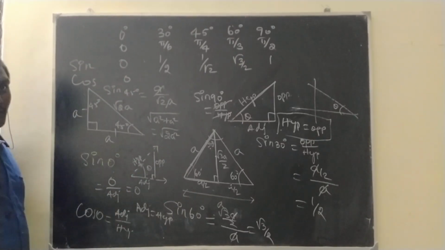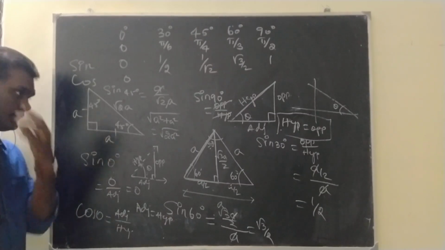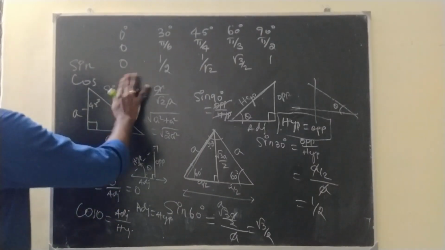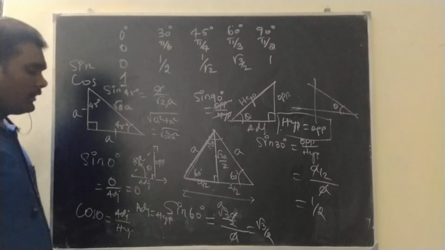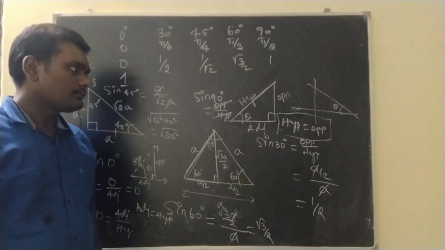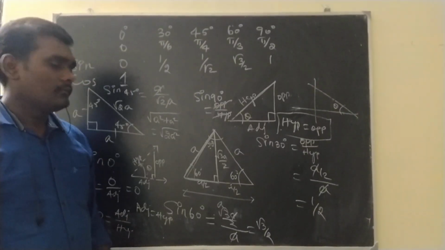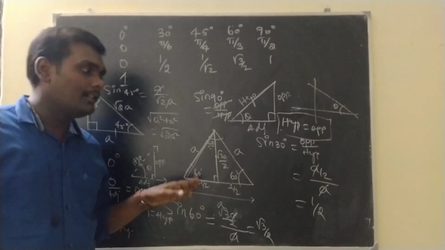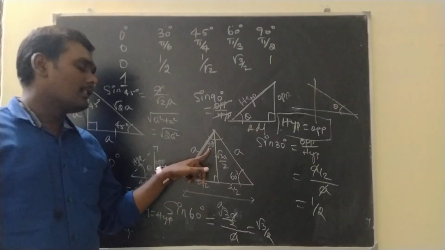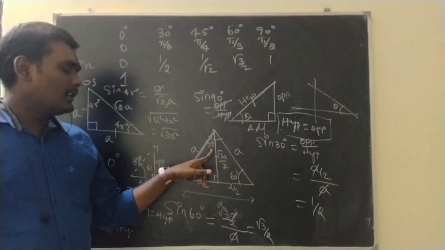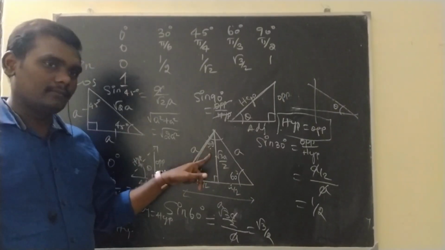Now cos 30 degree, which triangle should we take? Yes, cos 0 is 1. What I wrote? 0. Sorry, my bad. Cos 0 is 1. And then for 30 degree, which triangle should we look for? Equilateral triangle. Clever boy. See, this equilateral triangle, 30 degree same. But instead of taking sine, we should take cos here.